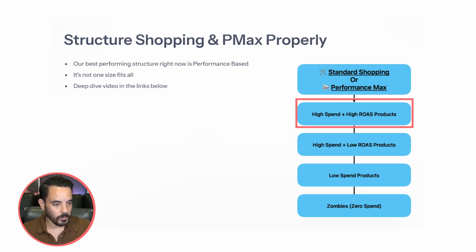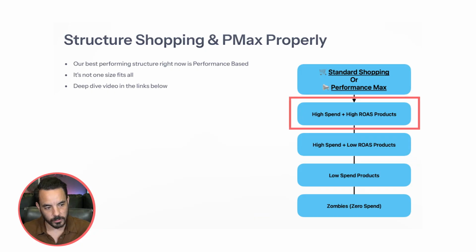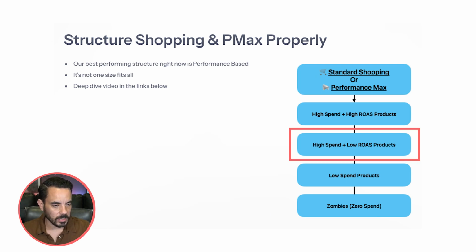In one campaign, we have the high spend products and the high ROAS products. And then in the next campaign, we have high spend and low ROAS products. So you want to create a threshold for spend and a threshold for ROAS. And if products are above that spend threshold and above that ROAS threshold, you put it into this campaign here. It's your most profitable campaign. And the goal with that campaign is just to try and get more spend on these really good performing products. And then you've got your high spend and low ROAS products.